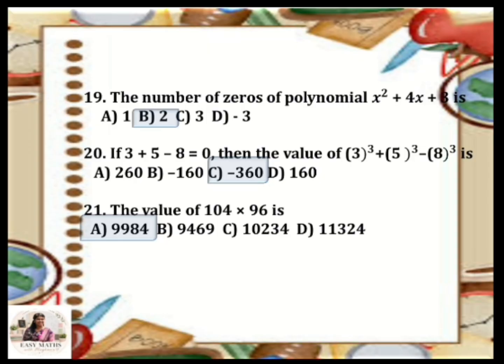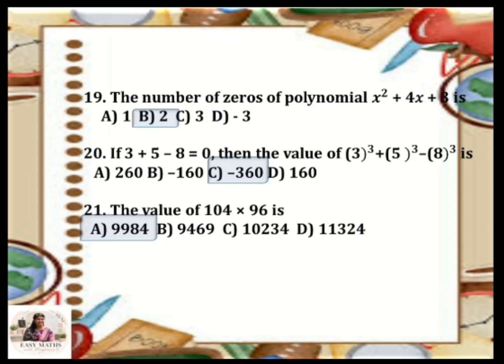Question number 21. The value of 104 into 96 is. Here you have to use the formula x plus a into x plus b is equal to x square plus x into a plus b plus ab. Here 104 can be written as 100 plus 4, 96 can be written as 100 minus 4.